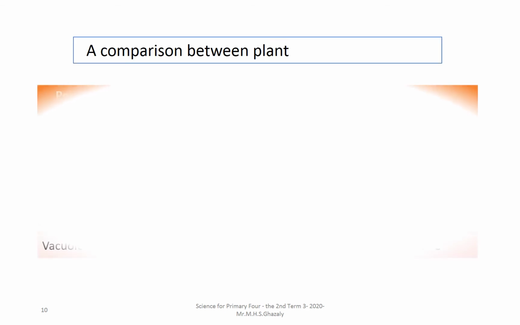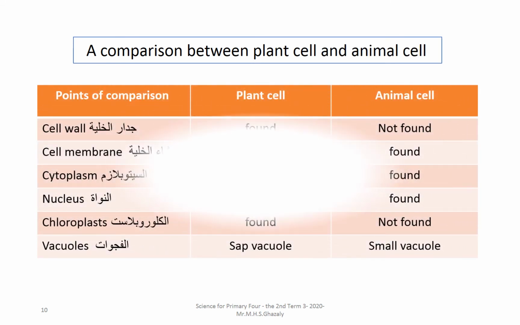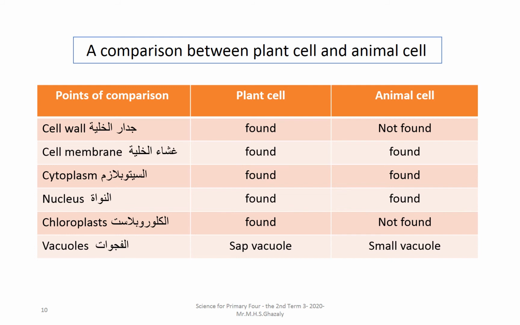A comparison between plant cell and animal cell. Points of comparison. Cell wall: found توجد in plant cell, not found لا توجد in animal cell. Cell membrane: found. Cytoplasm: found. Nucleus: found. Chloroplasts: found in plant cell, not found in animal cell. Vacuoles: sap vacuole in plant cell, a small vacuole in animal cell.